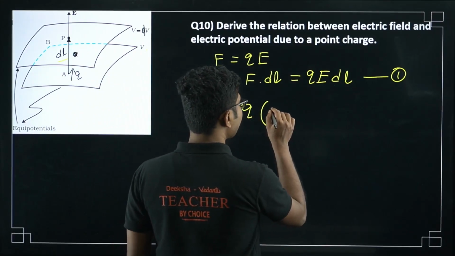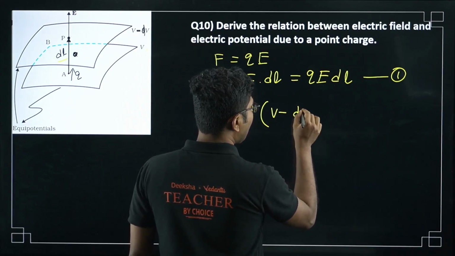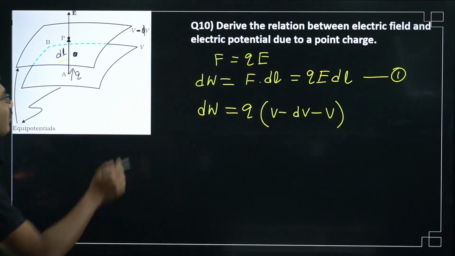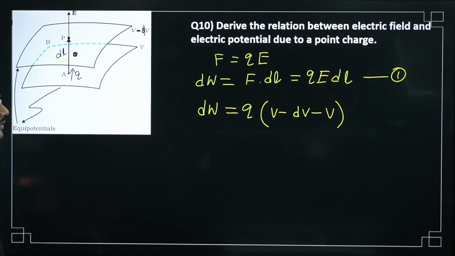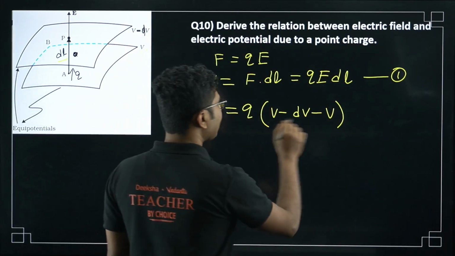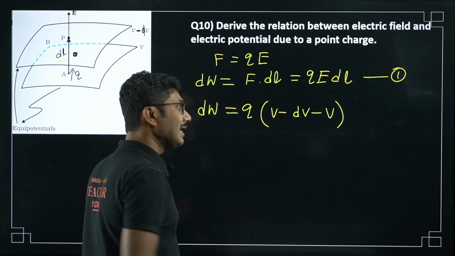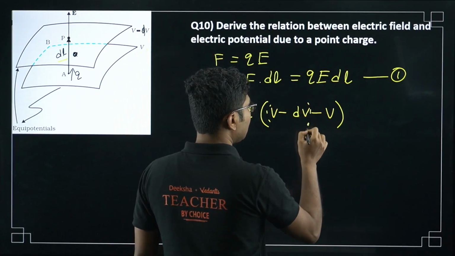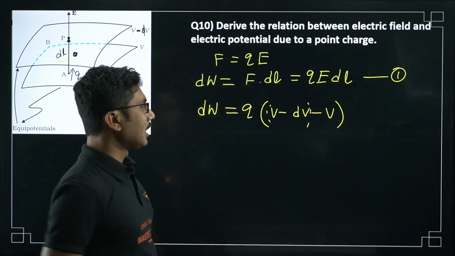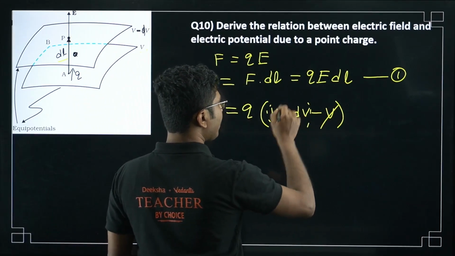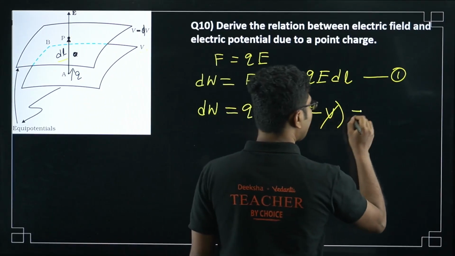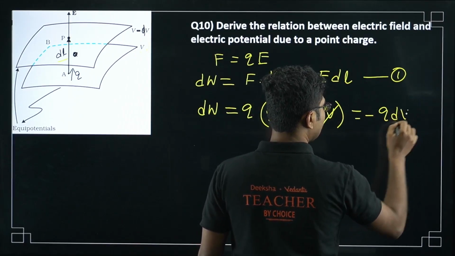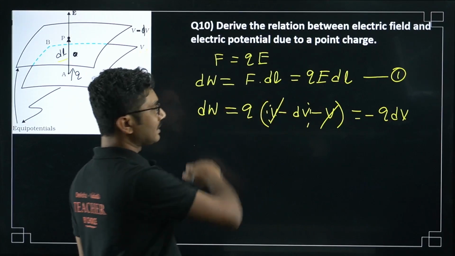What is potential difference? Final potential minus initial potential. So it is moving from a potential V to V minus dV. So the work done is given by Q into (V minus dV minus V). So this is one term, this is the second term. Now if you do the mathematics, obviously this V will cancel, you will get the work done to be minus Q dV. There is a minus sign on the dV, so that minus sign will come out.